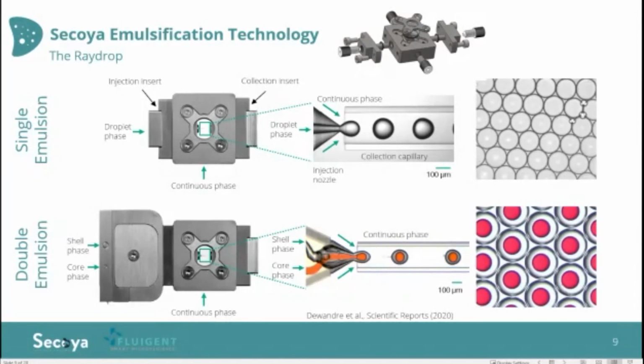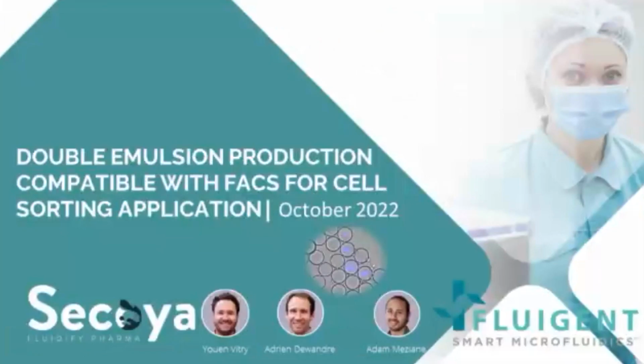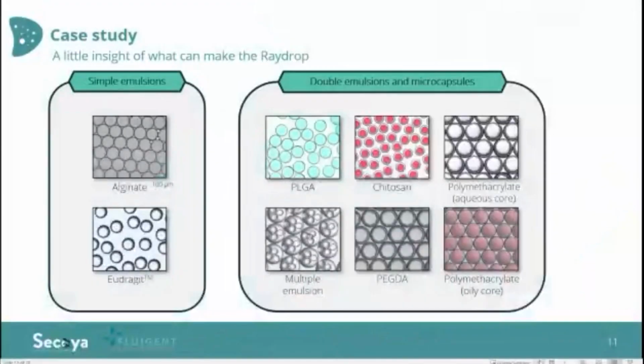Can you show the slide with what we can do with the Raydrop? Yes, this one. On the slide, you see some examples of what we did with the Raydrop single and double emulsion. So, for example, in simple emulsion, we can produce droplets of, for example, alginate, but also of other materials. So we can produce particles, and in this particle, we can encapsulate proteins or other compounds.